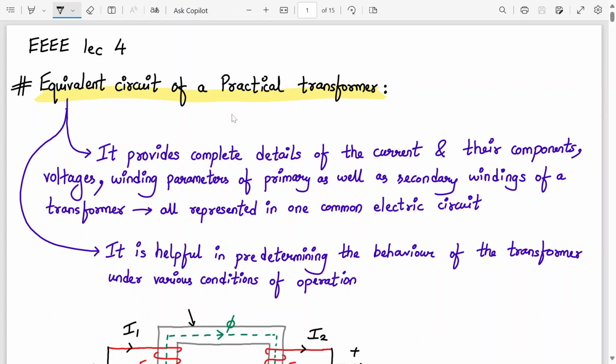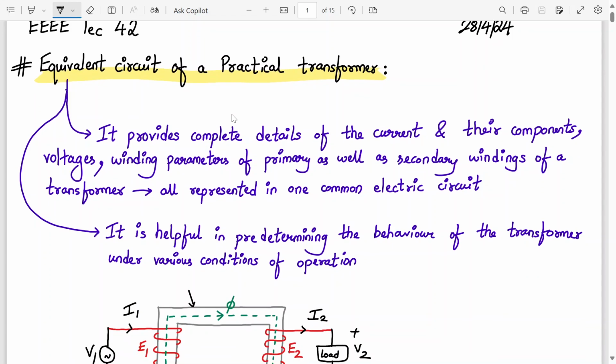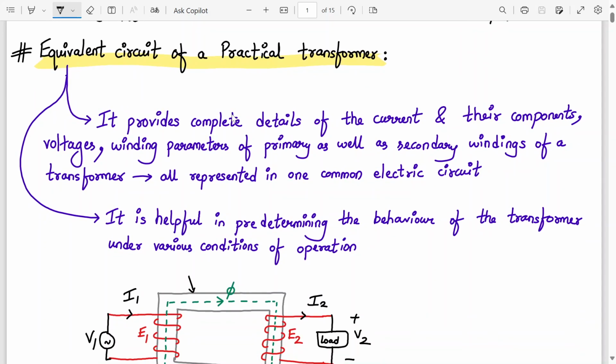So, let us start with lecture number 42. Today's date is 28. I hope the PDF is visible now. So we will be building an equivalent circuit of a practical transformer.